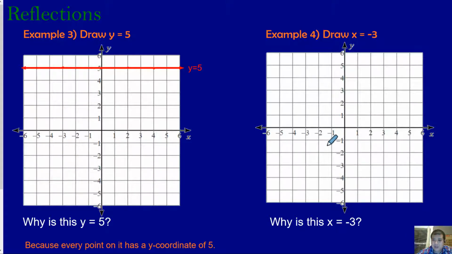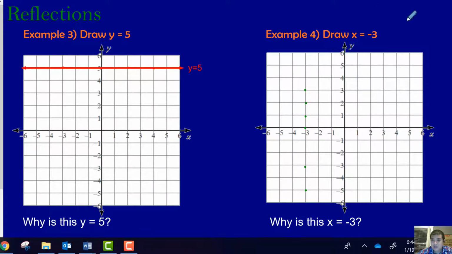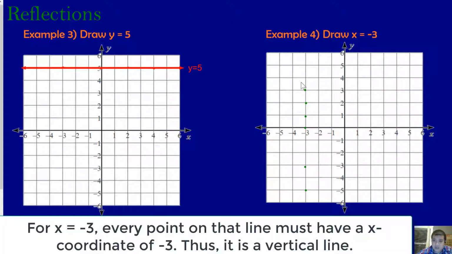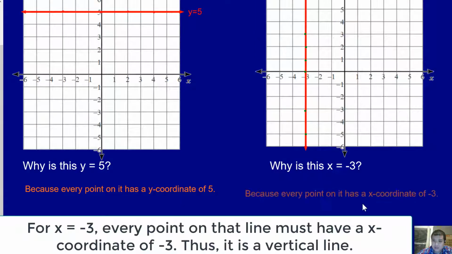Okay. So it's going to include (-3, 0), (-3, 1), (-3, 2), (-3, 3), and let's go backwards, (-3, -3), (-3, -5). All of these have an x coordinate of negative 3, and that's what it is. It's a vertical line. X equals negative 3 is a vertical line because every point on this line has an x coordinate of negative 3, and that is why it is a vertical line.